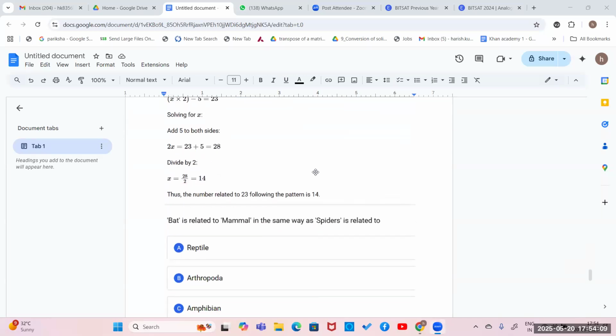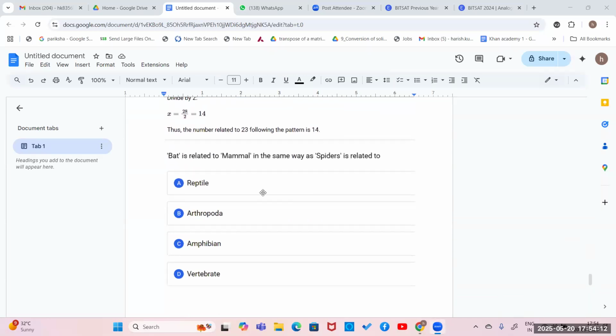Okay, what about this one? You'll get these sorts of questions as well. Mostly your analogy questions will be related to biology or physics or chemistry. Bat is related to mammal in the same way as spider is related to what? Spider is not a reptile, not an amphibian, and not a verb. So arthropoda is the answer, option B. Yes, Tanvi. Yes, Maran. Option B is the right answer.